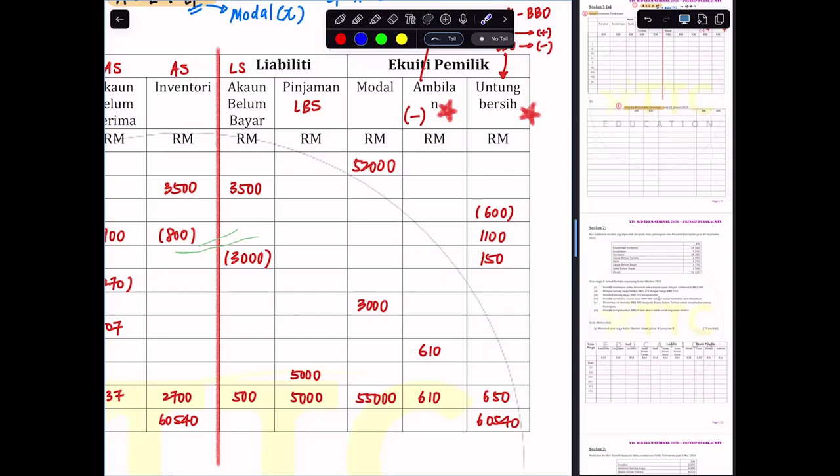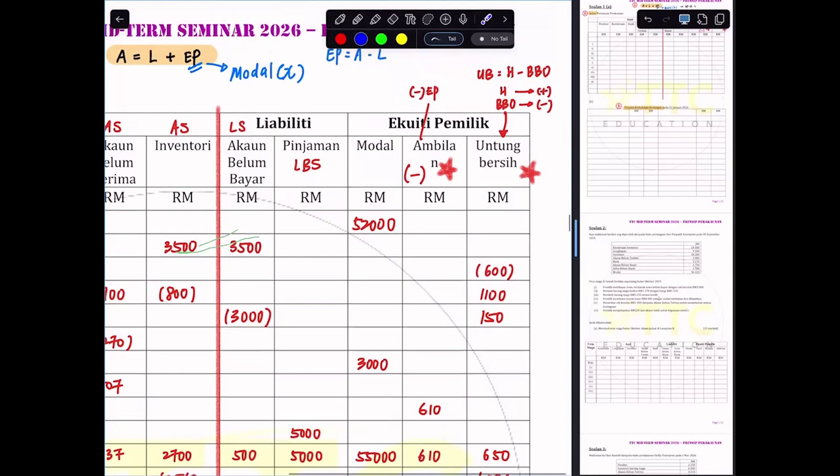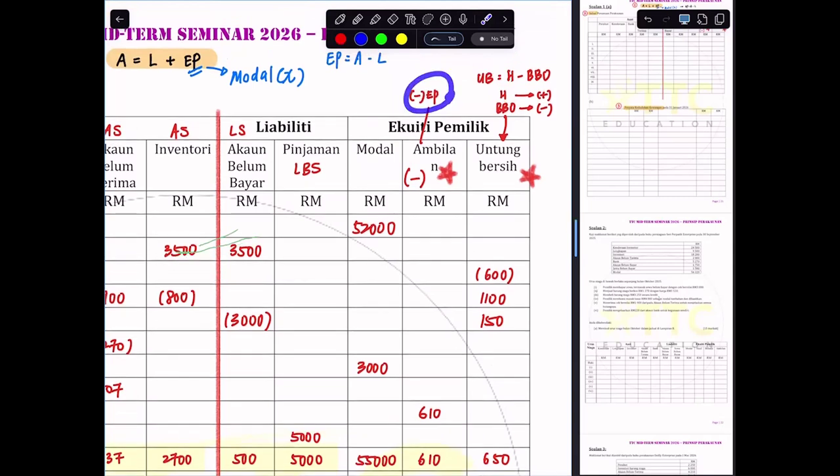Then one more special condition for ambilan. If you found an ambilan transaction in the question, but there's no ambilan column, then how? It's EP, ma. EP must go back to the EP column, right? And we got only modal and untung besar here. Is it possible for us to record the ambilan in untung besar? No, because untung besar can only record hasil and belanja, ma. Then no choice, you have to record into modal.